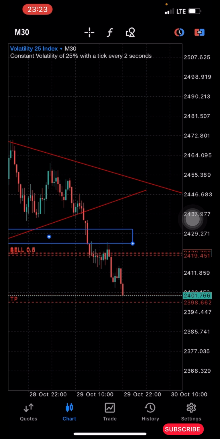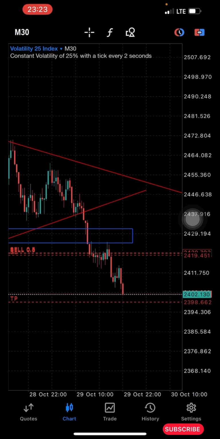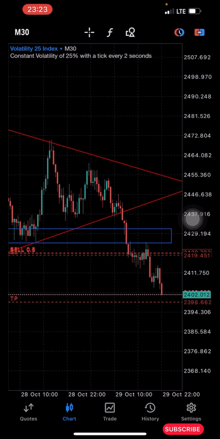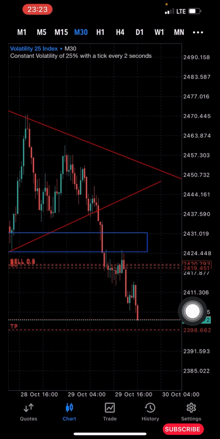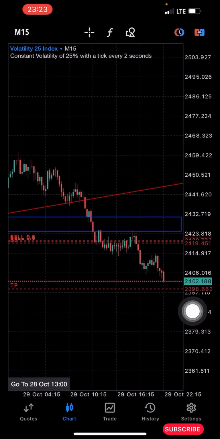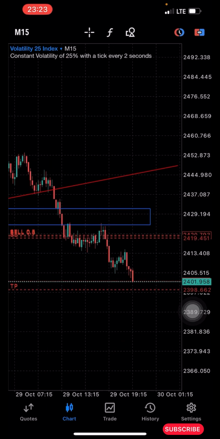All these kinds of candlesticks are confirmation of a sell signal. I'm looking for sell opportunity because all indication in the market is giving us a sell signal, so we need to look for a sell to the downside. Immediately I saw this candlestick pattern, I went in straight for the sell. As you can see right now, price is almost at my TP. So that's why I took this entry.